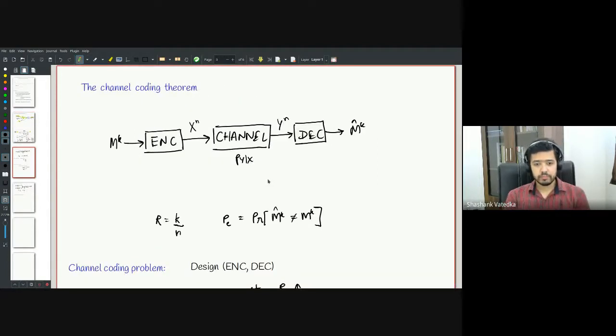Okay, so let's recall some basic information theory. Suppose we have a point-to-point channel. We have a single source, a single destination. The goal is to communicate k bits as reliably as possible through a channel which is modeled using a channel transition probability P(y|x).